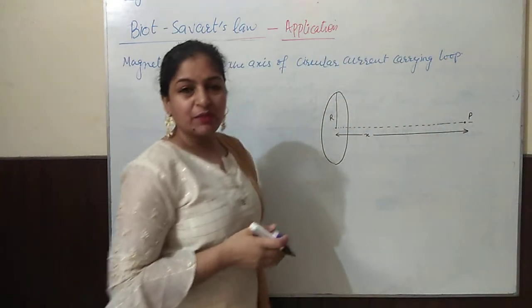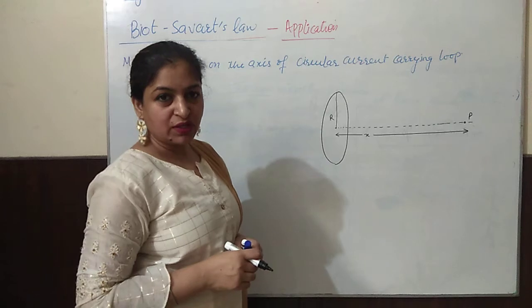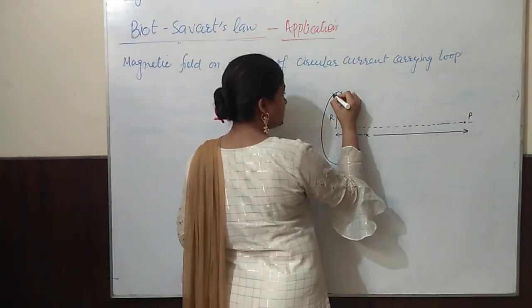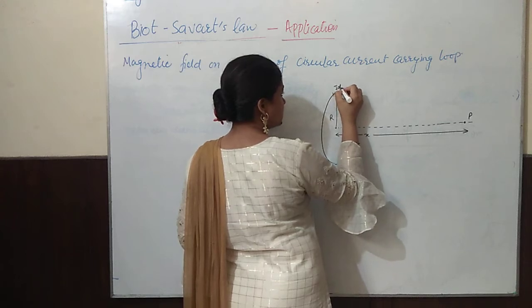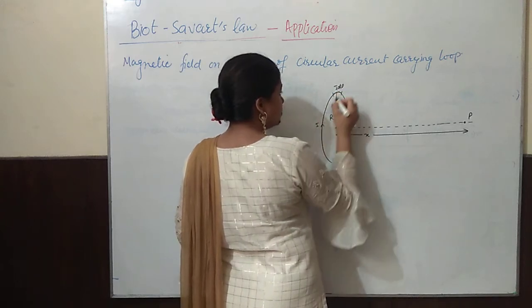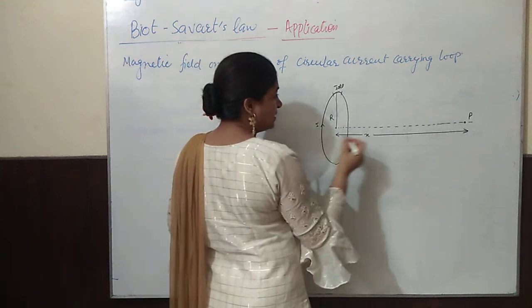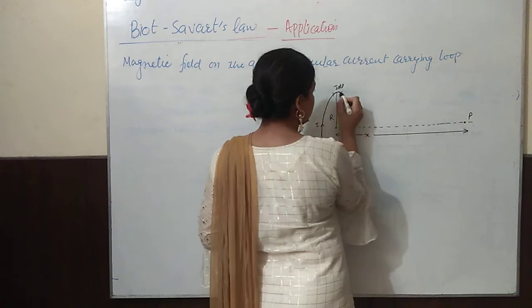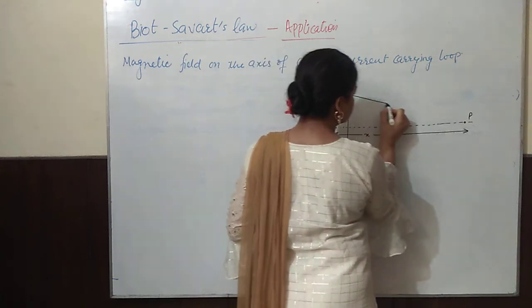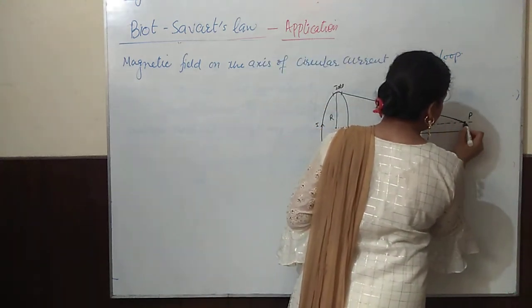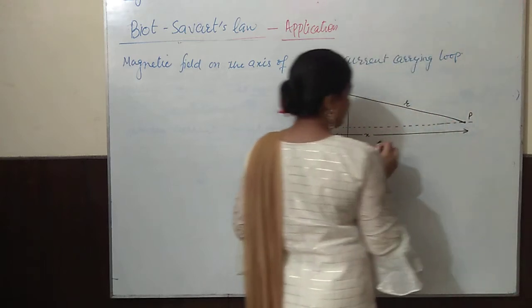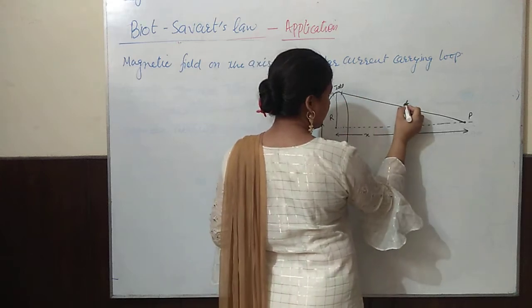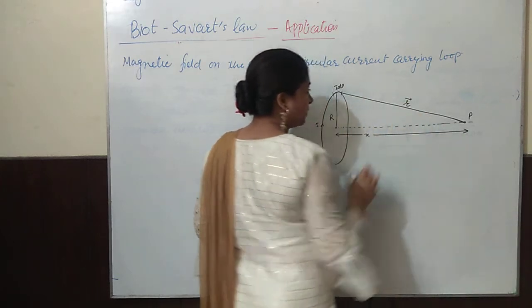As this is an application of Biot-Savart law, using it we can find the magnetic field. I will consider one current element, IDL, where current I is flowing through the loop. We want the position vector of point P from the current element, so let us consider point P is at a distance r from the current element. This r is the position vector of point P from the current element.